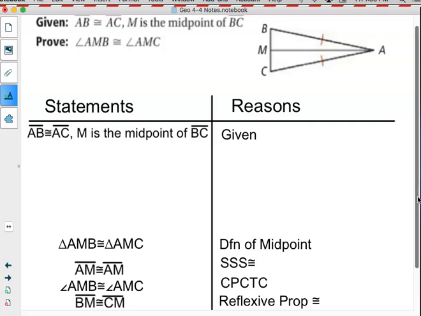We'll bring this up a little bit so we have some room. Now, as we're looking this over, I have AB congruent to AC. These are marked. And M is the midpoint of BC. So M's the midpoint. We've got to say something about this, but I know this is true, so let's talk about that first. I know that BM and CM are congruent because of the definition of midpoint. Then I also know AM is congruent to itself because of the reflexive property.